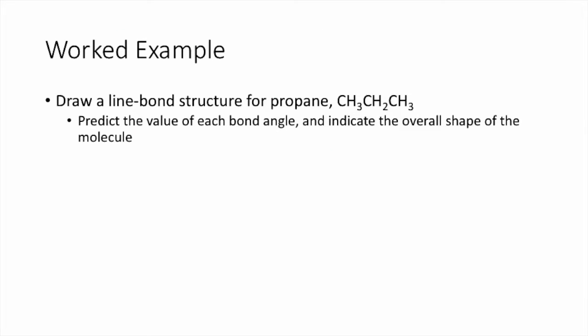Now here is an example. Draw a bond line structure for propane. The formula is given. And predict the value of each bond angle and indicate the overall shape of the molecule.